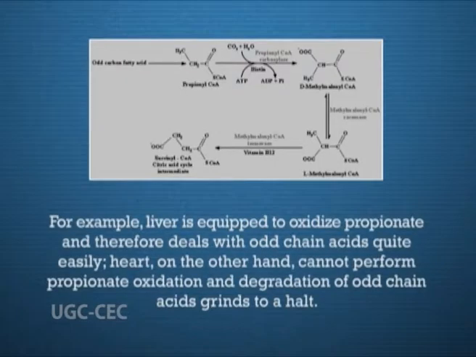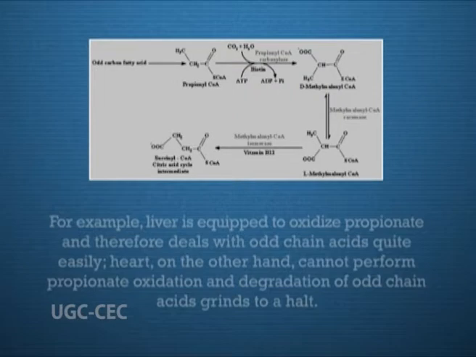From acids of long chain length, one of the products is propionic acid, and the ability of the organism to oxidize such fatty acids is governed by its ability to oxidize propionate. For example, liver is equipped to oxidize propionate and therefore deals with odd chain acids quite easily. Heart, on the other hand, cannot perform propionate oxidation, and the degradation of odd chain acids grinds to a halt.